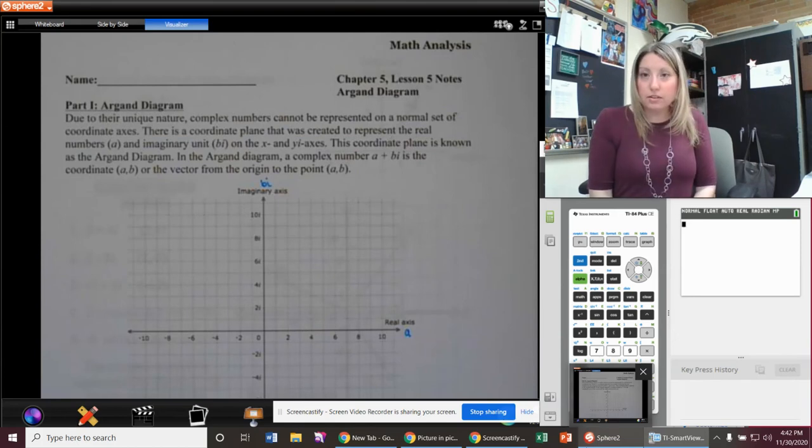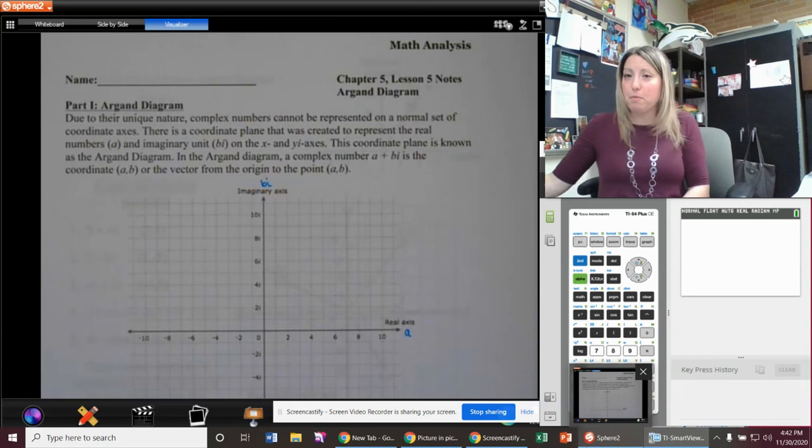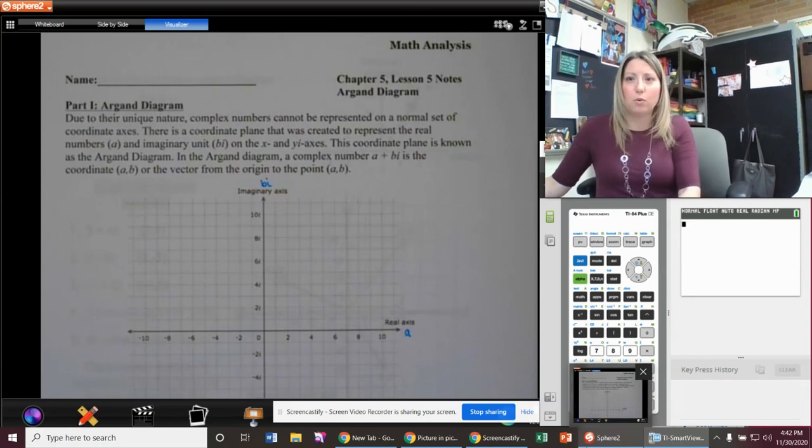Okie dokie. Argand diagram named after Mr. Argand. Look him up. I swear he's a real person, or was.